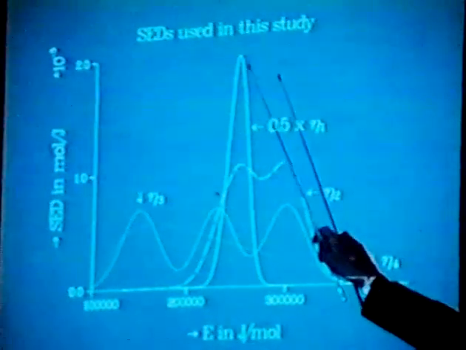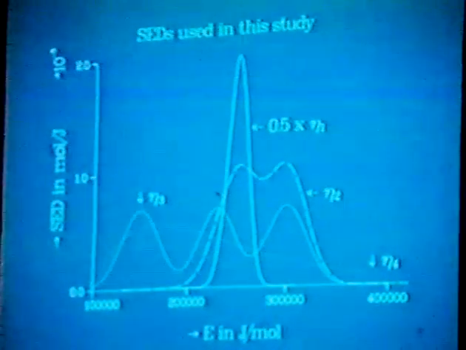different SEDs. We have a one peak distribution here. We have a 2-peak, which we call eta 2. We have a 3-peak, which we call eta 3. And I'm sorry that the Maxwellian type of distribution didn't come out all that high, but that's eta 4.